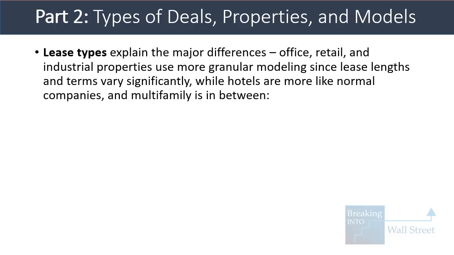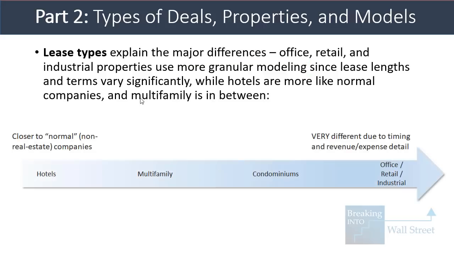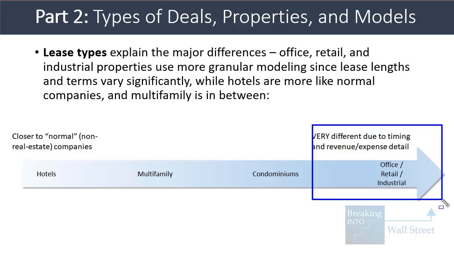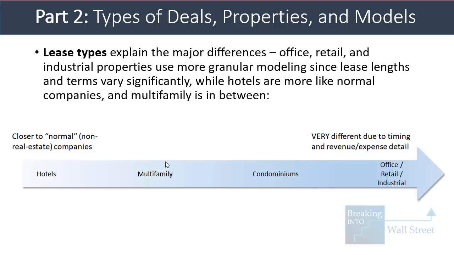The main difference between all these property types is the lease. Office, retail, and industrial properties tend to use more granular financial modeling and often have tenant-by-tenant assumptions because the lease lengths and terms vary significantly. Hotels are a lot more like normal companies, and multifamily is in between. You can visualize it like this. On one side of the spectrum, you have hotels, which are closer to normal companies, and on the other side, you have office, retail, and industrial properties, and then in the middle, you have multifamily and condominiums.